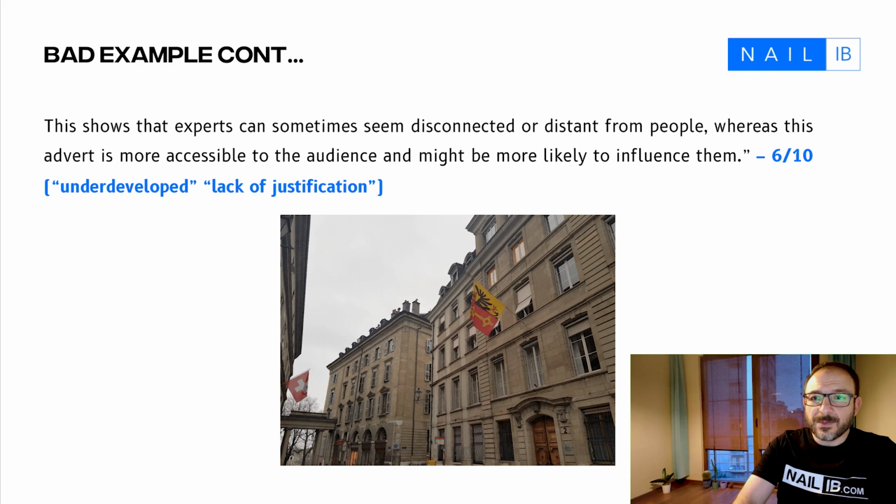So the exhibition has received 6 out of 10, and in the examiner's comment, we can see these words: underdeveloped, lack of justification. I still want to know what the advert is, because the word advert can't be the flag of a party. This is so wrong. And constantly the student mentions other objects but doesn't compare. So don't do that. If you don't want to compare, then why would you mention them?